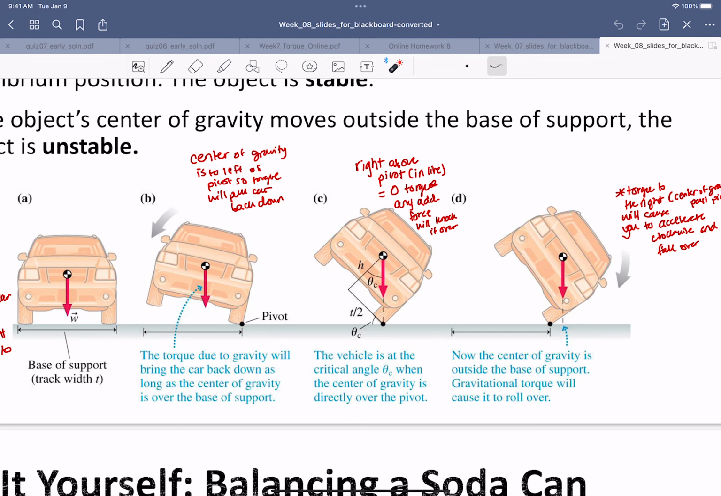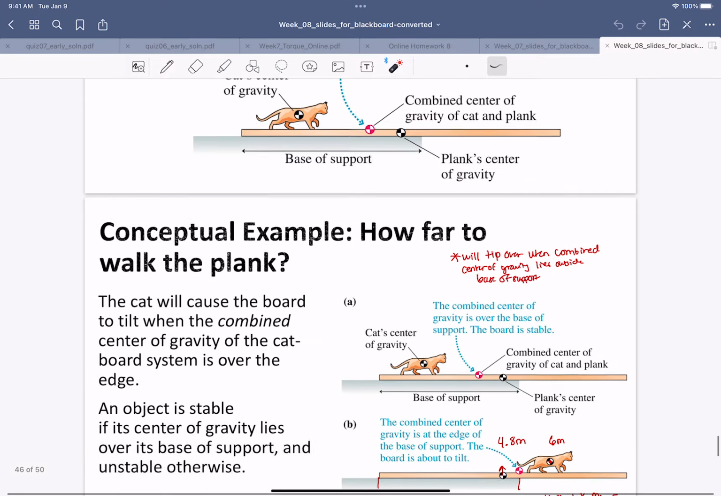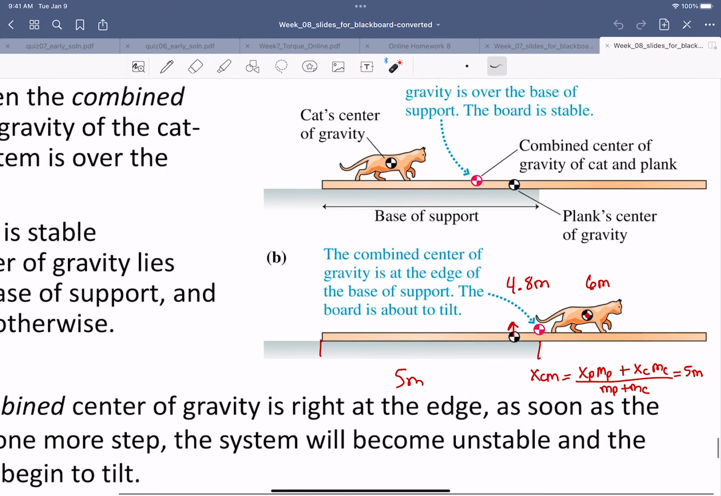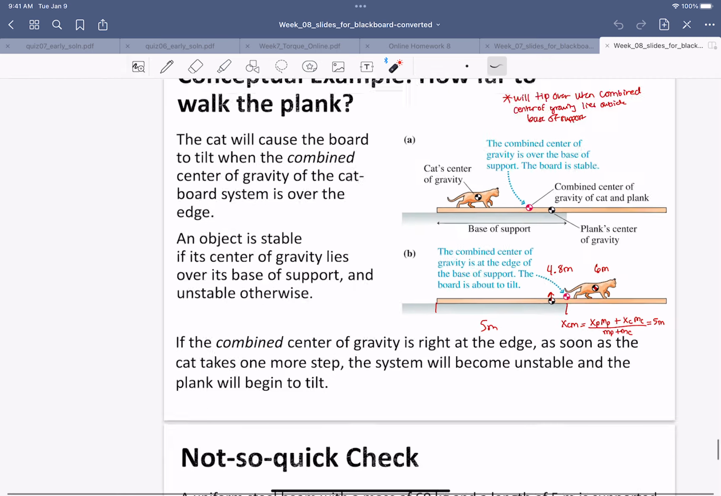If the center of gravity is within that base of support, then the object remains stable. Once the center of gravity is directly over it, that's its maximum point. If I tip any farther, like on a plank or something right here, right? If the cat walks any further past its base of support, then the center of gravity will change, and the plank will tip over, for example.